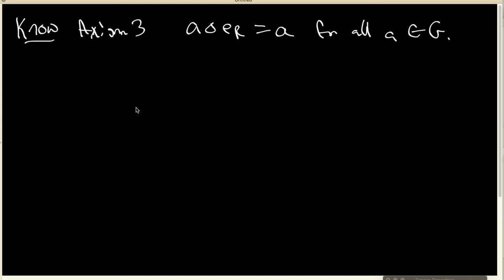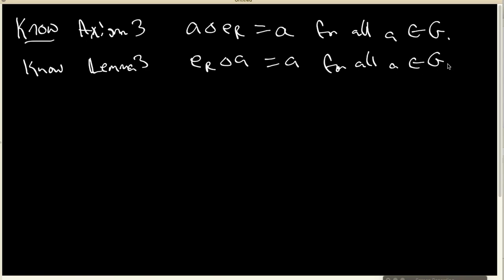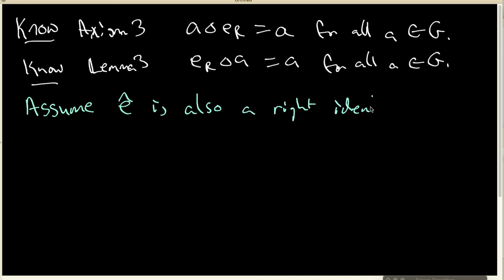So we know from axiom 3 that A triangle ER is equal to A for all A inside the group G. We also know from lemma 3 that ER triangled with A is equal to A for all A inside group G. We are going to assume that E hat is also a right identity element inside our group G.